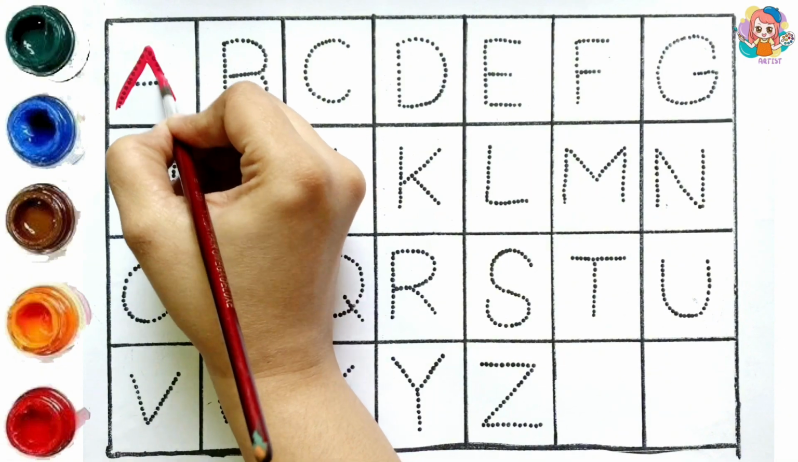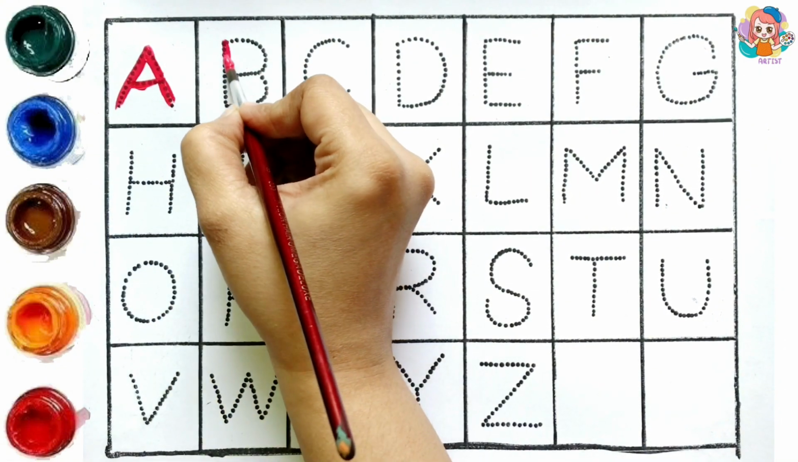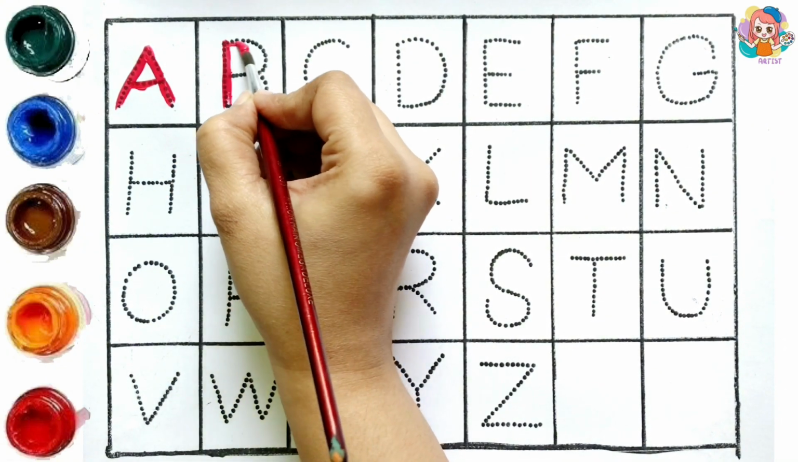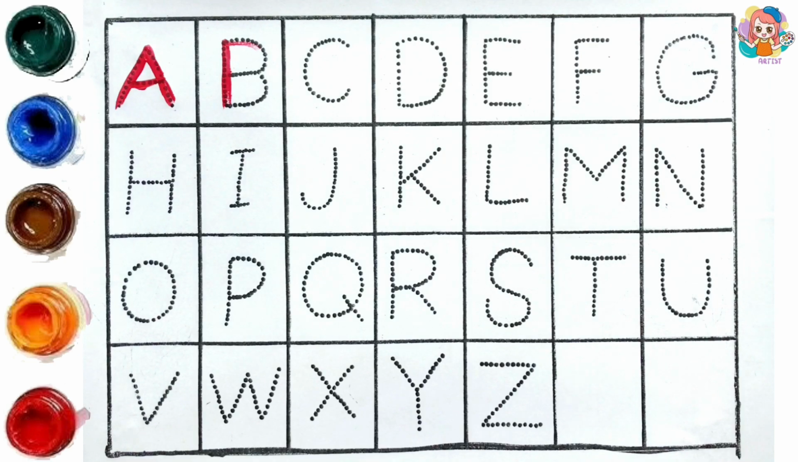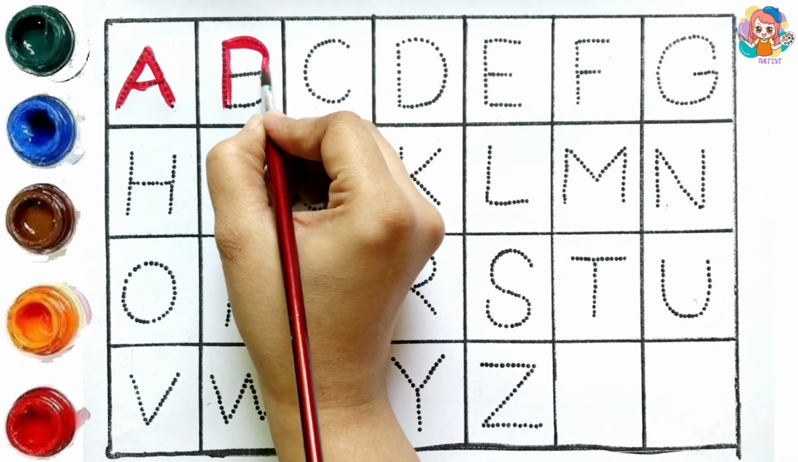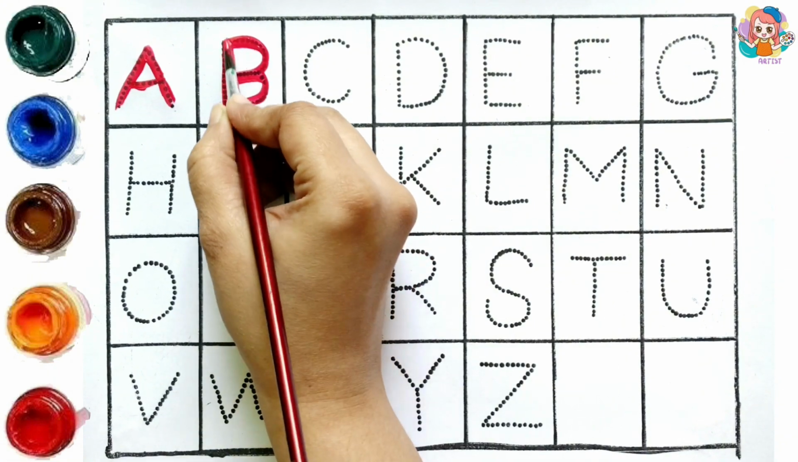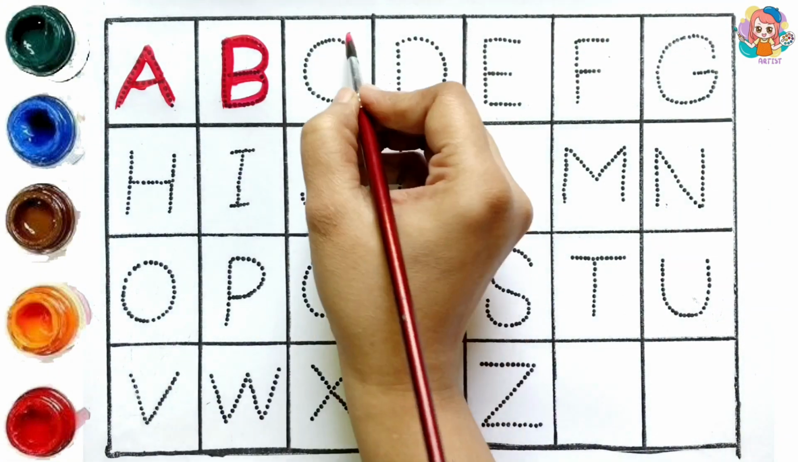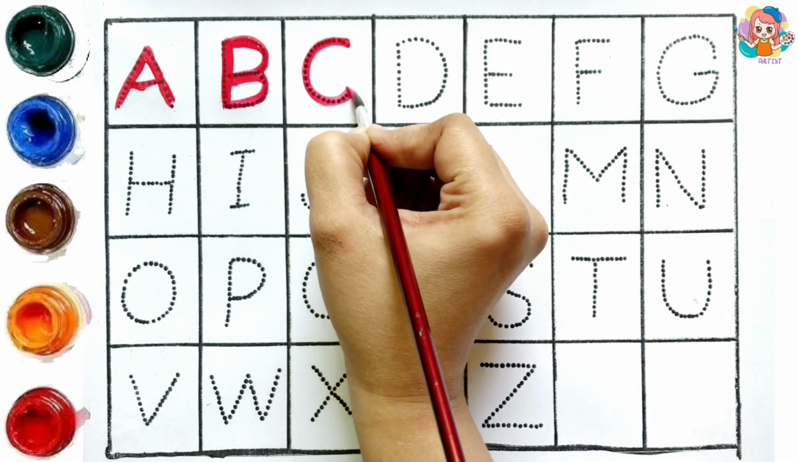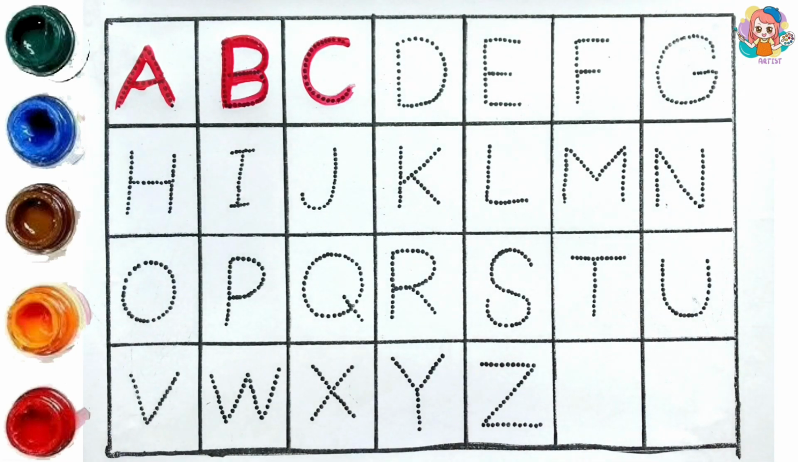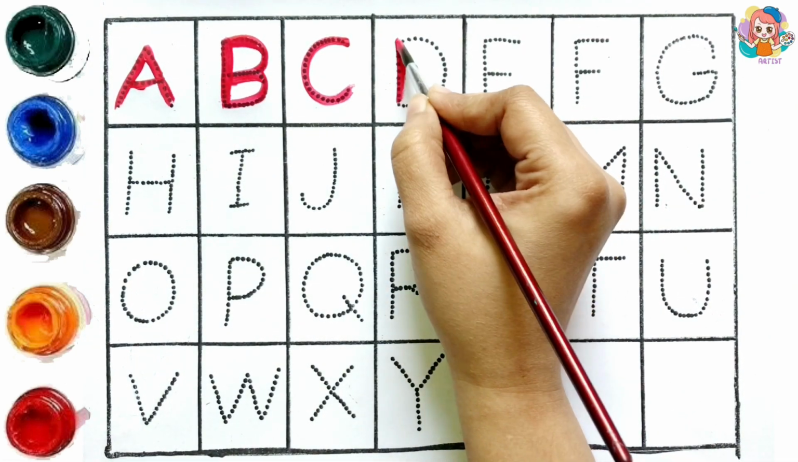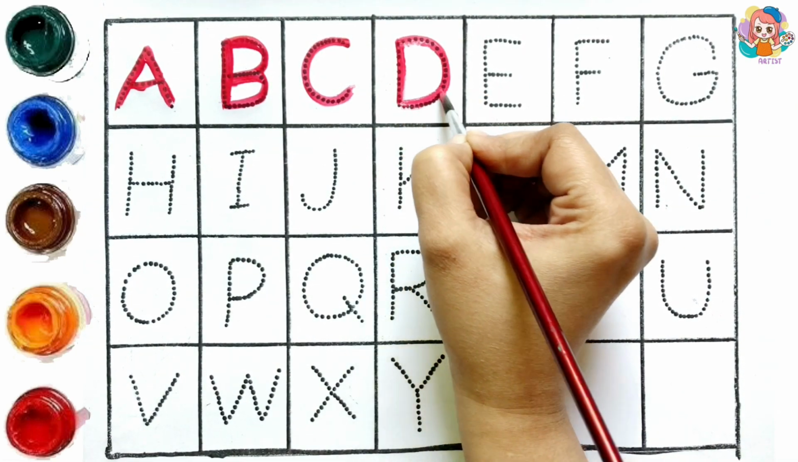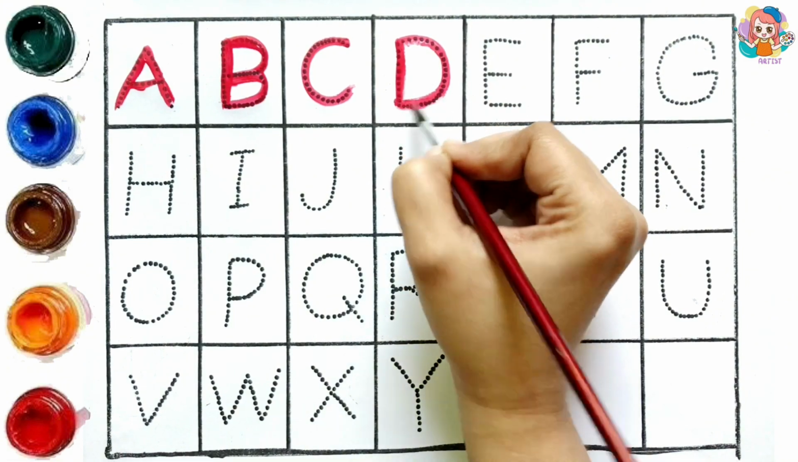A. A is for apple. B. B for banana. C. C for cake. D. D for dolphin.